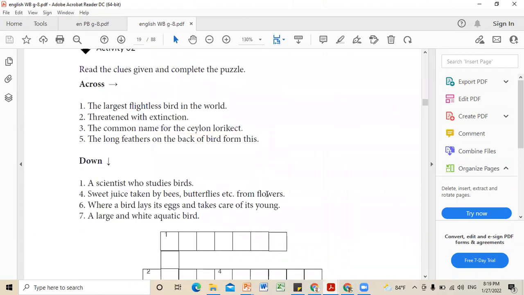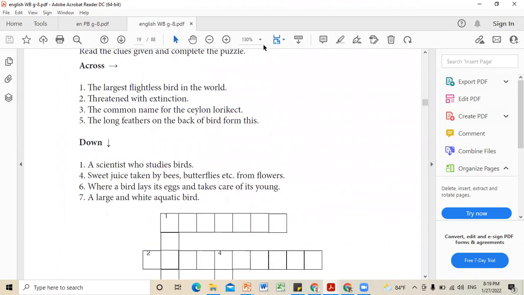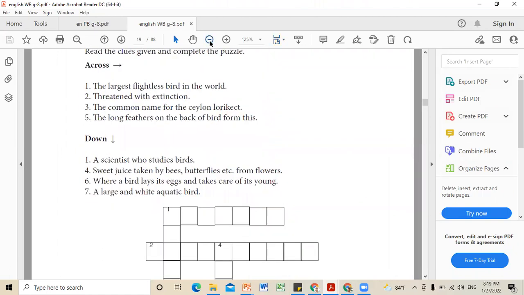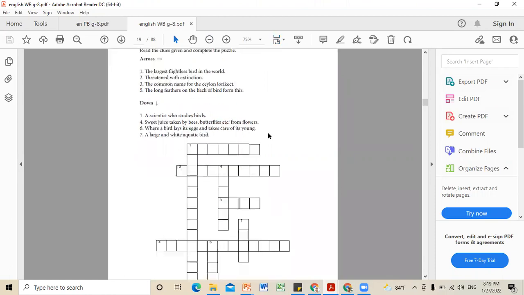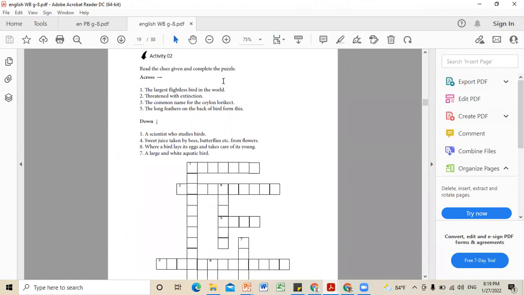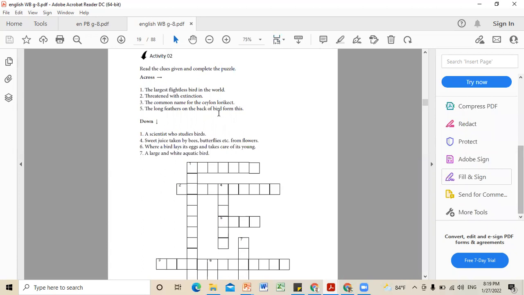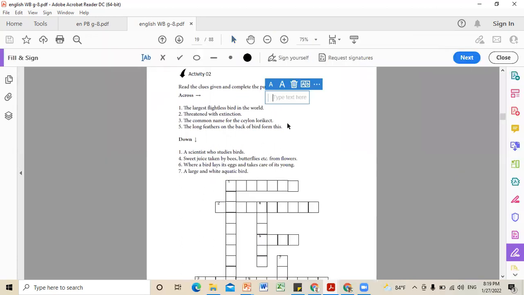Right. Okay. So we will quickly go through this exercise. So this is a crossword, right? What we need to do is read the clues given and complete the puzzle. So that is what we call a puzzle, or we can say a crossword. Yes, we can call it a puzzle, or else we can call it a crossword puzzle as well.